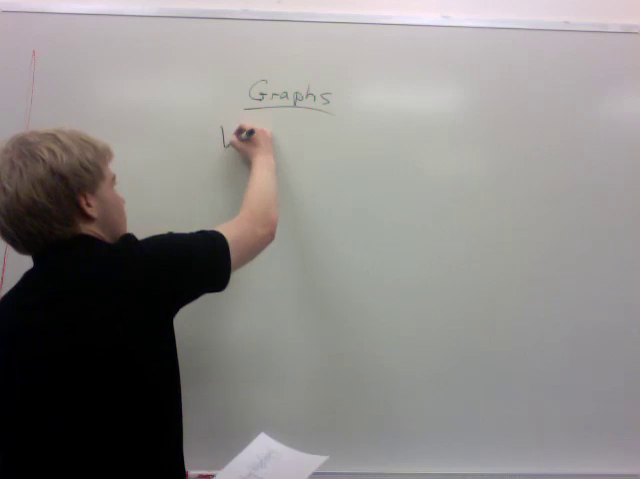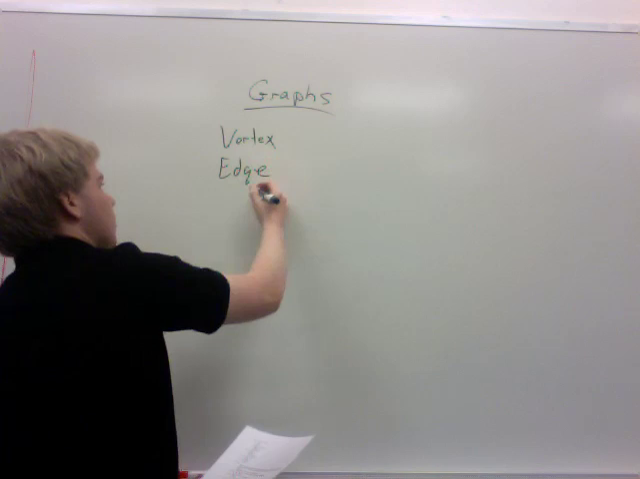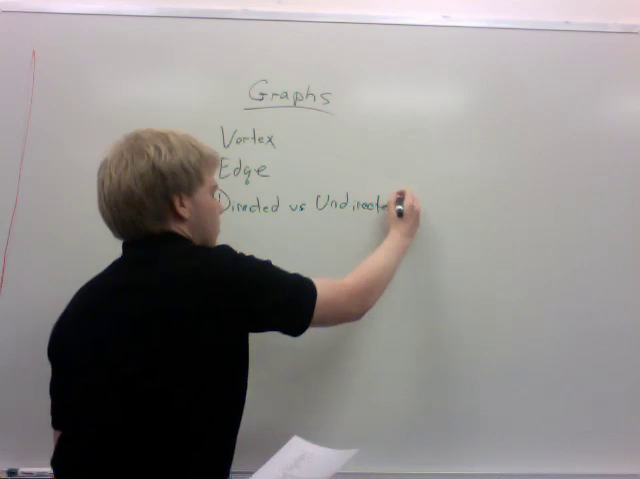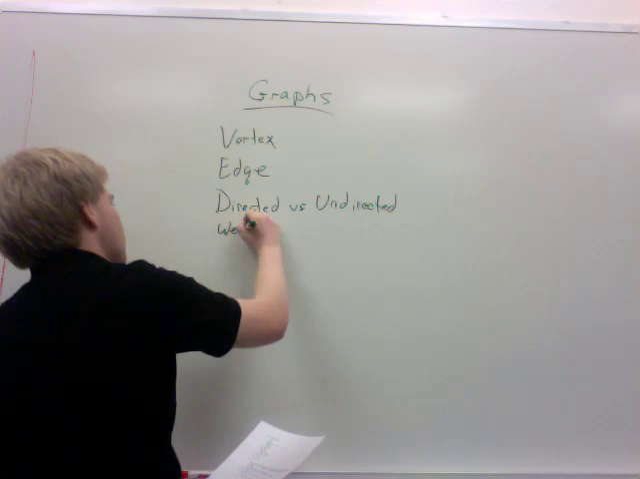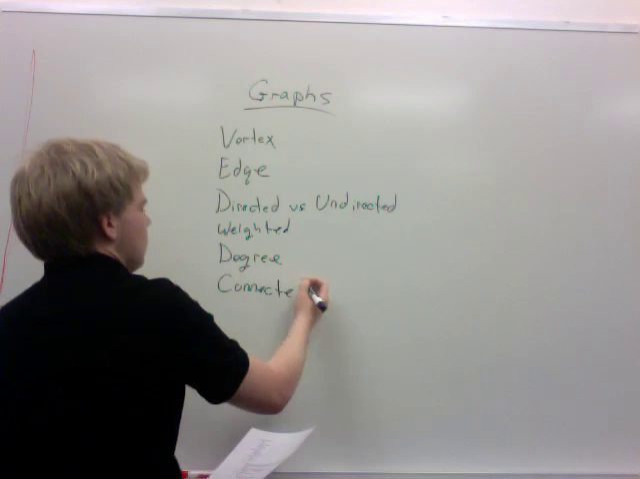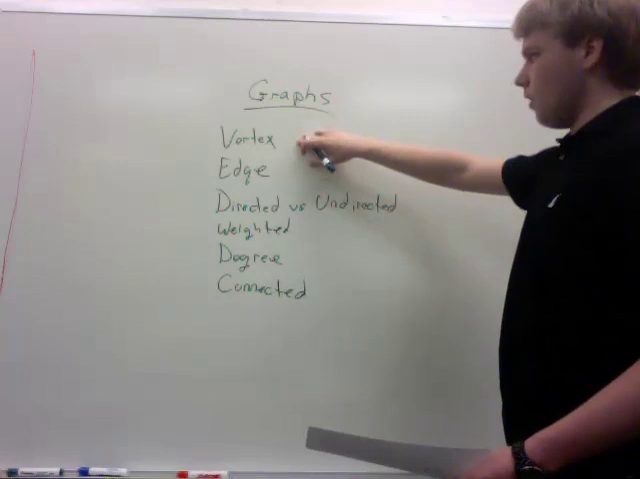Vertex, edge, whether the graph is directed or undirected, weighted, degree, and connected. So a graph is basically a collection of vertices and edges.